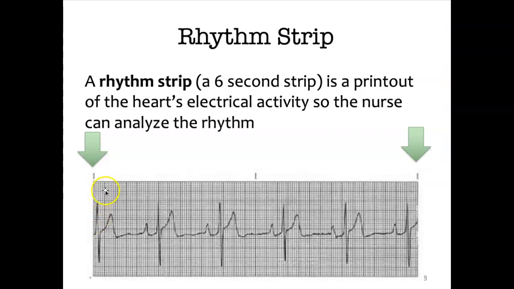Remember I said that each large box is 0.2 seconds. Each of the tiny little boxes is 0.04 seconds. Typically when you read a strip, you take a 6-second strip.